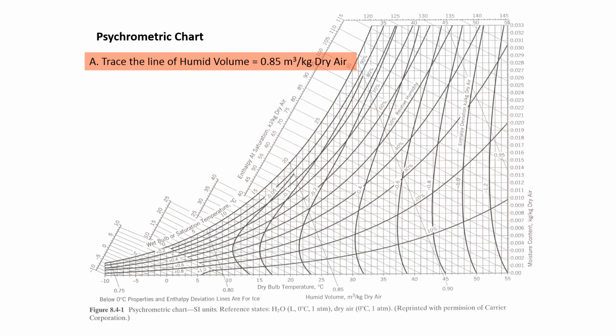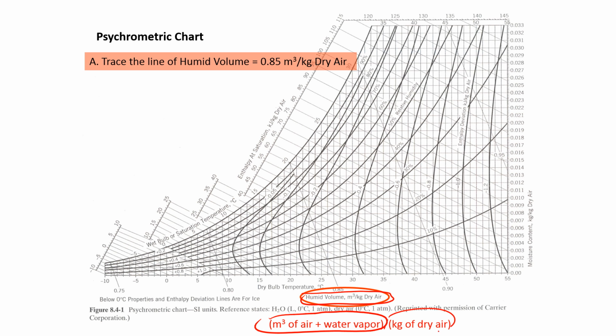Let's trace the line of humid volume of 0.85 meters cubed per kilogram dry air. So here's our humid volume, that's meters cubed per kilogram dry air. Just remember that's meters cubed of air plus the water vapor, divided by the kilograms of dry air. So there is the humid volume. Here's 0.9, for example. Here's 0.8, 0.75.